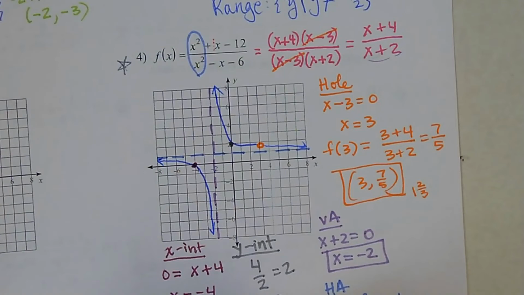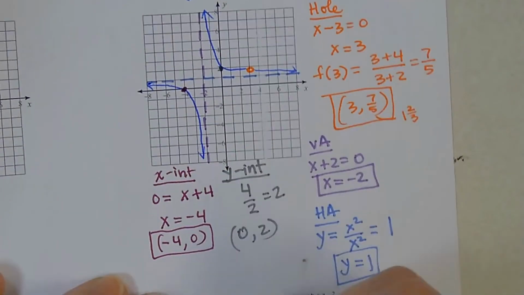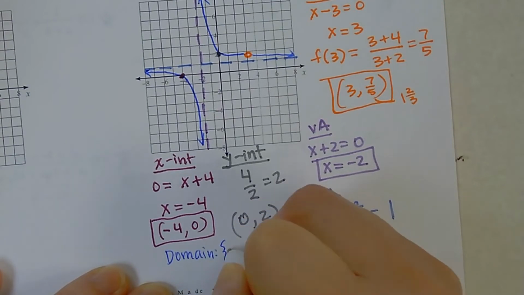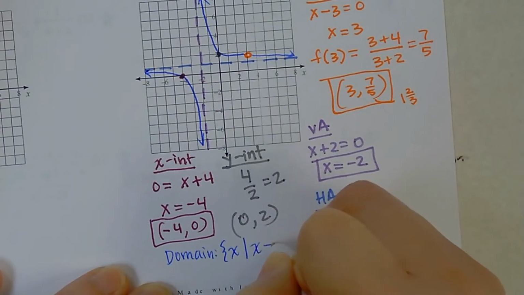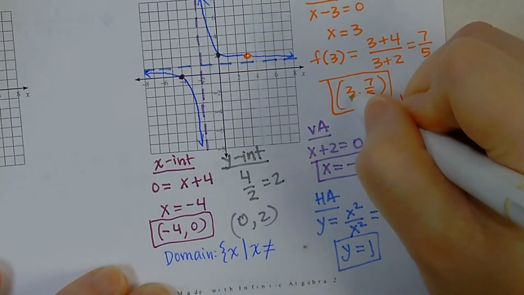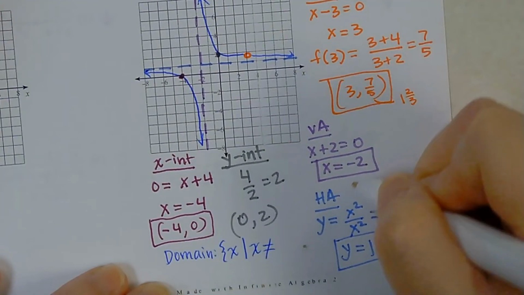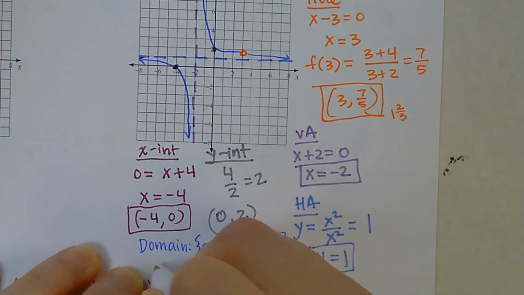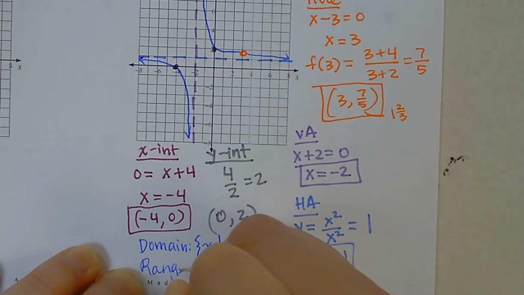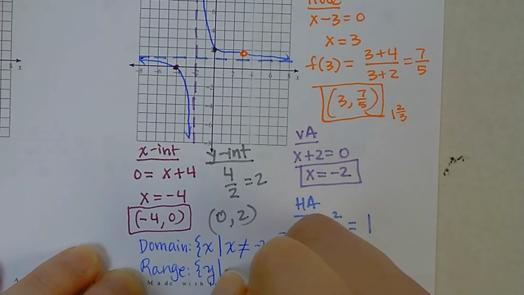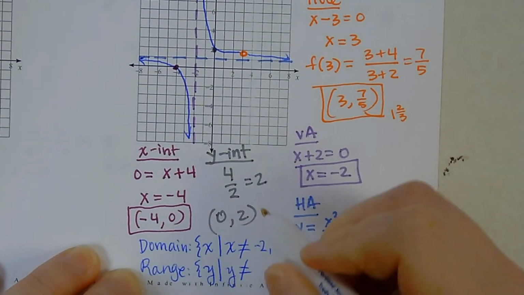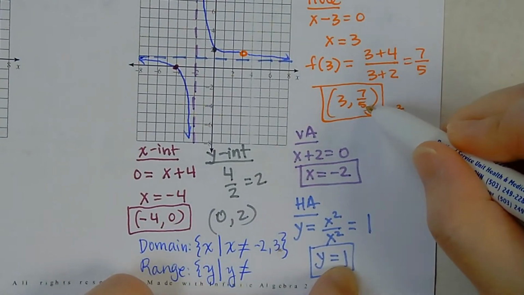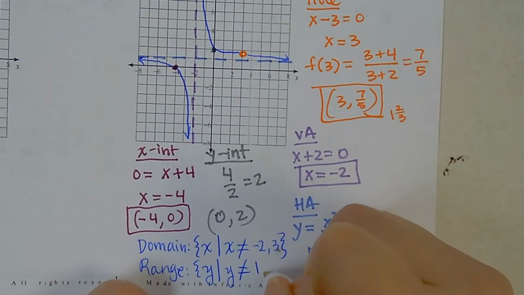Domain and range. What is the domain going to be? All right, so for all x such that x does not equal, can't equal 3, and it can't equal negative 2. So negative 2, 3. Range. So for all y such that y does not equal, y can't equal 1 and it cannot equal 7/5. So it's going to be 1, 7/5.